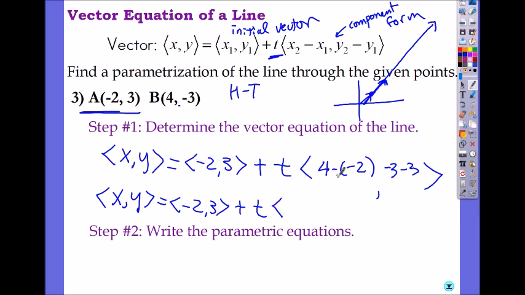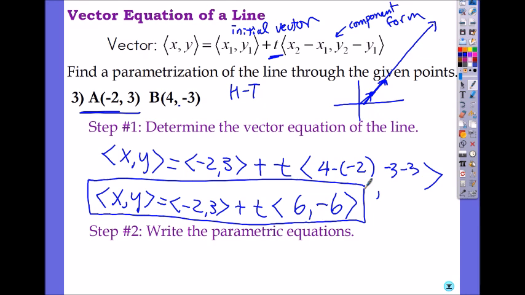4 minus -2 is 6. -3 minus 3 is -6. So that is your vector form, vector equation. And please put a star on this question because the formula will not be given for this. You have to remember it.